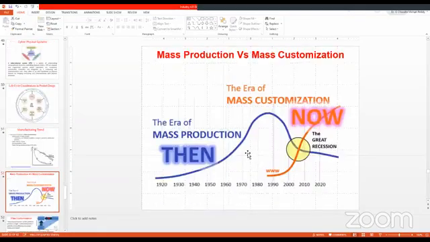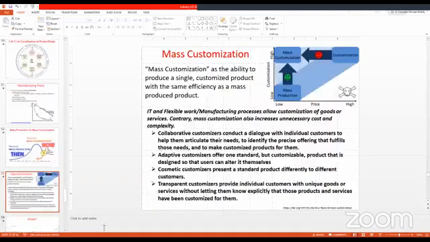So this is another curve showing mass production versus mass customization. The present generation is moving towards more of mass customization. Mass customization has the ability to produce a single and customized product with the same efficiency as a mass produced product. Now this is happening in a big way.